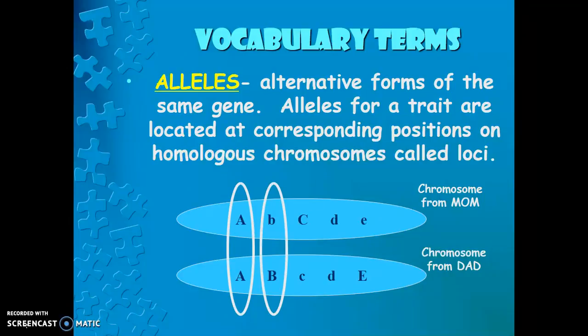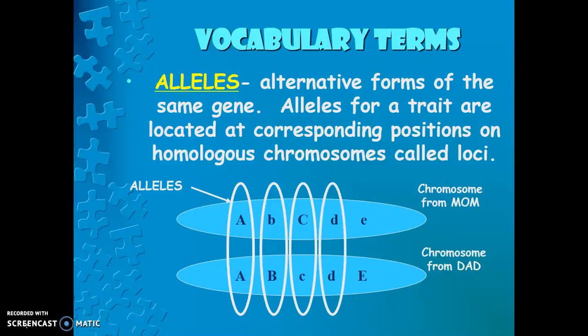So here they have a big A and a big A. So they're homozygous dominant. At B, they have a big B and a little b. So they're heterozygous. At D, they have little d. So they're homozygous recessive. Okay? So each one represents a different gene, and they have different alleles for those genes.